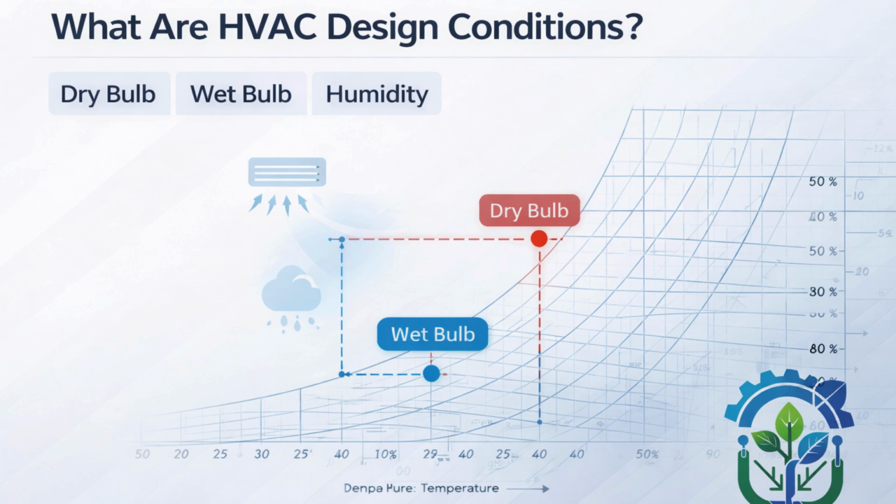So basically, HVAC design conditions define the environmental limits under which the equipment must operate reliably. In simple terms, they answer one question: how bad can the weather get while the system is still expected to work properly? Design conditions usually include outdoor dry bulb temperature, outdoor wet bulb temperature, and humidity. One very important point here: HVAC systems are never designed for average weather. They are designed for peak conditions, the worst realistic days of the year. Because if the system fails on those days, it fails when it matters the most.